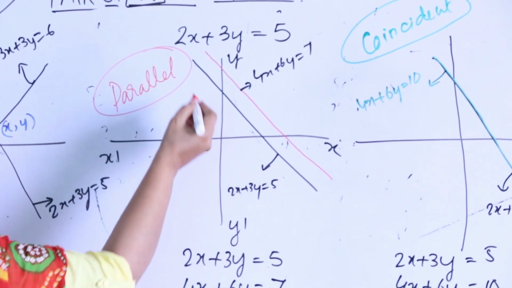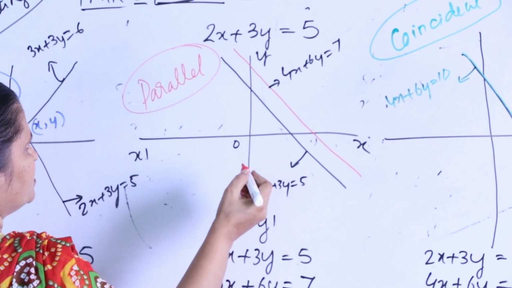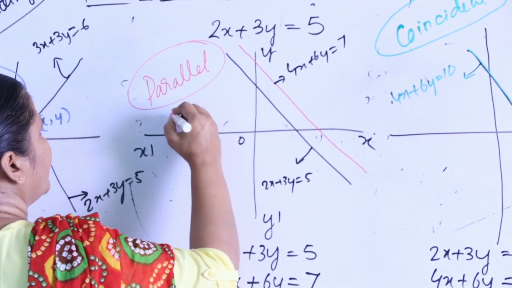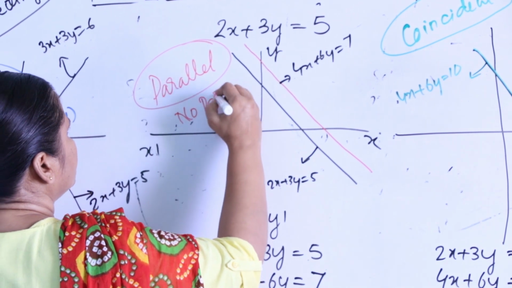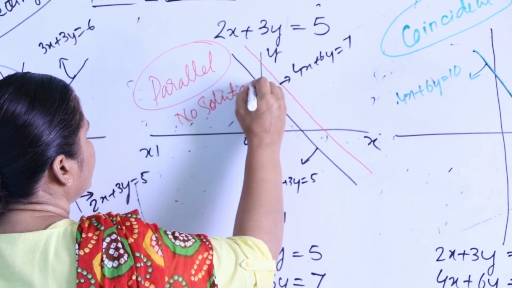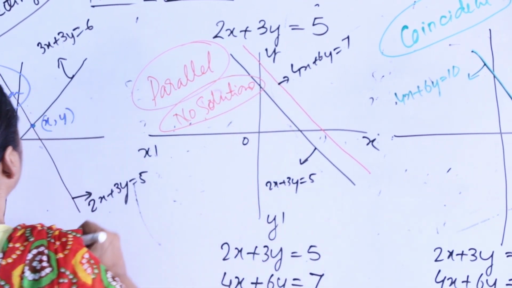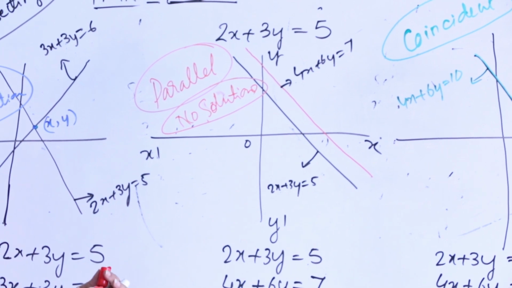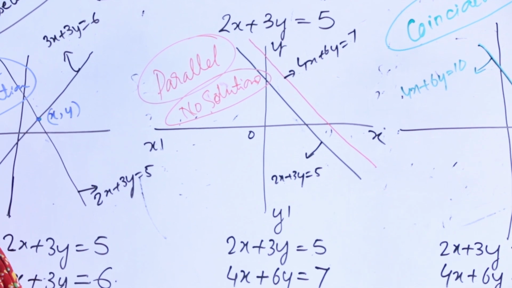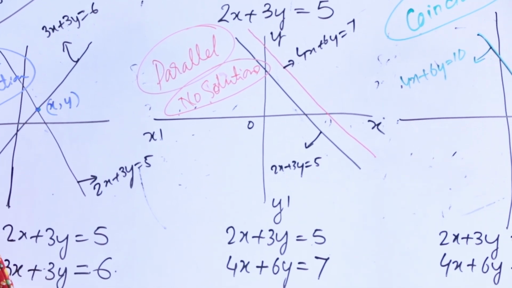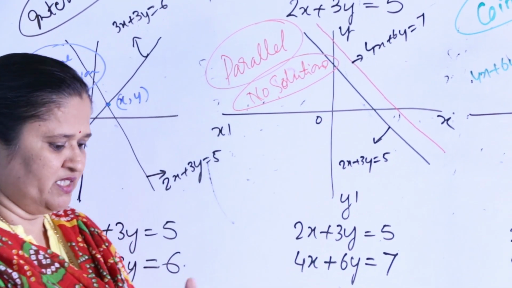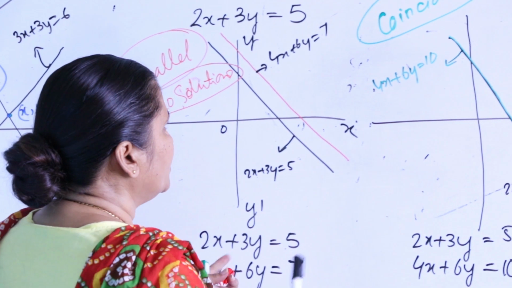And here, these are parallel lines. They would have to meet at a point, but since they do not meet at all, the situation is no solutions at all. Since they run parallel, there are no solutions. That means there is no pair of values for x and y which can be common to both these two lines.